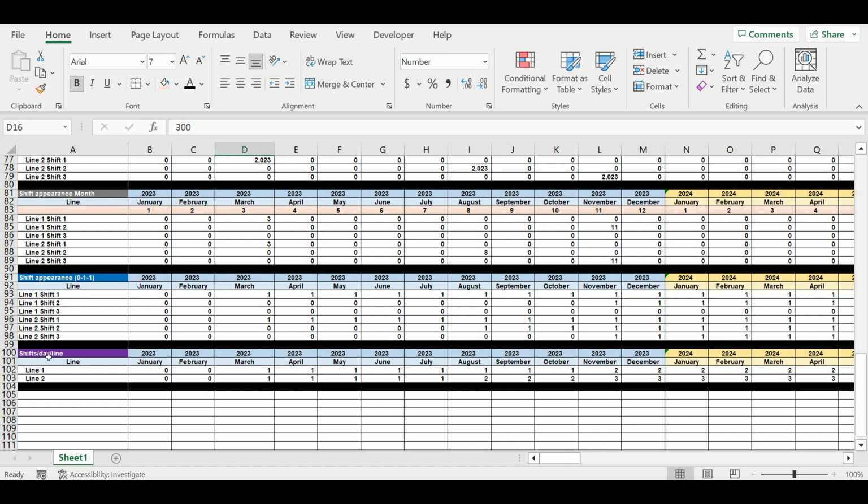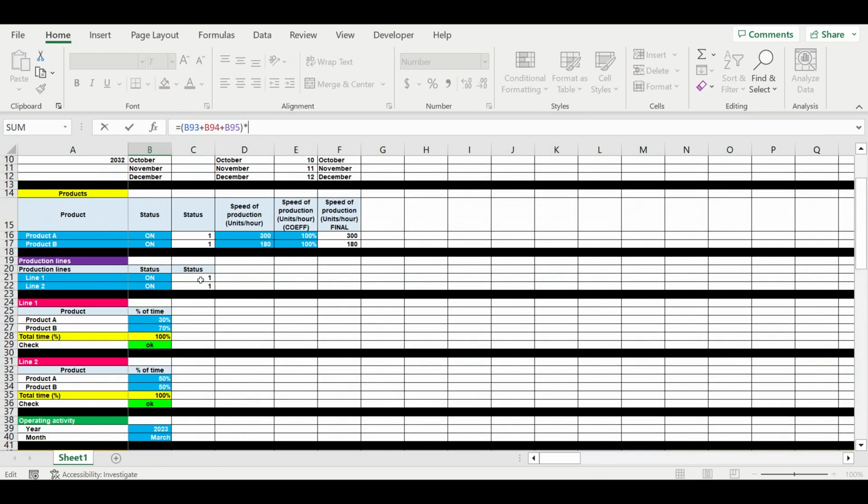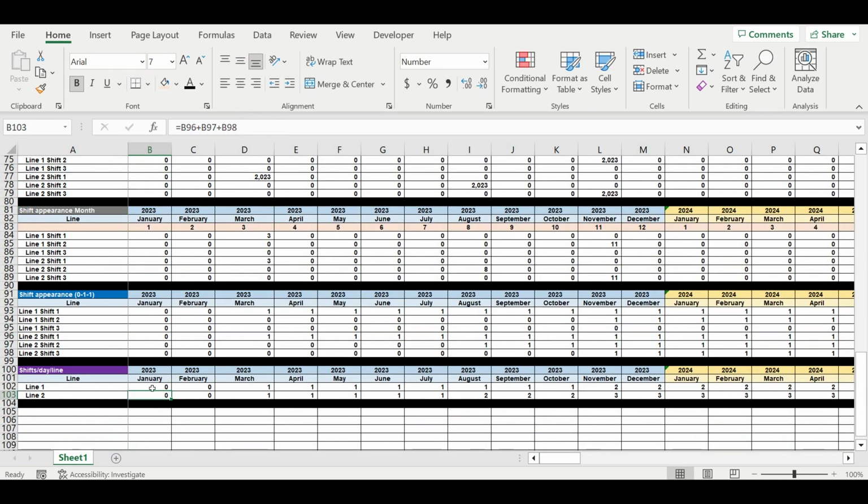So we are moving from the small parameters to the big numbers. Here we ended with shifts per day per line. But here we will need to add some switchers, so we are taking these values in brackets and multiplying them by this switcher. So if we would like to switch off line number 1, we can easily do that. And we do the same exercise for line number 2.